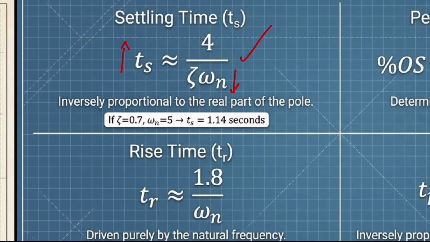Imagine that I have the condition that my zeta is 0.7, which is the damping sweet spot. My omega n is 5, and my TS is going to be 1.14 seconds.